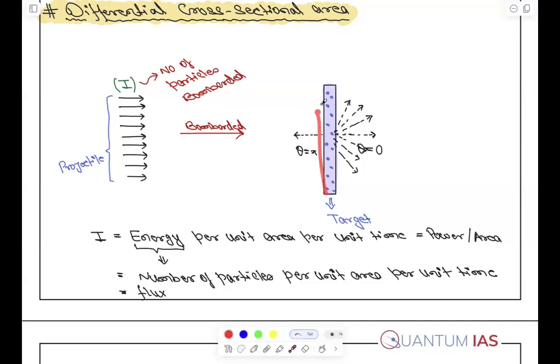Considering this small strip of the target, if the area is fixed, the unit is fixed. So if you increase the energy or the number of particles, then its intensity will increase. Yes or no? I am keeping the time as well as the area fixed. Unit area, unit time. We are missing.